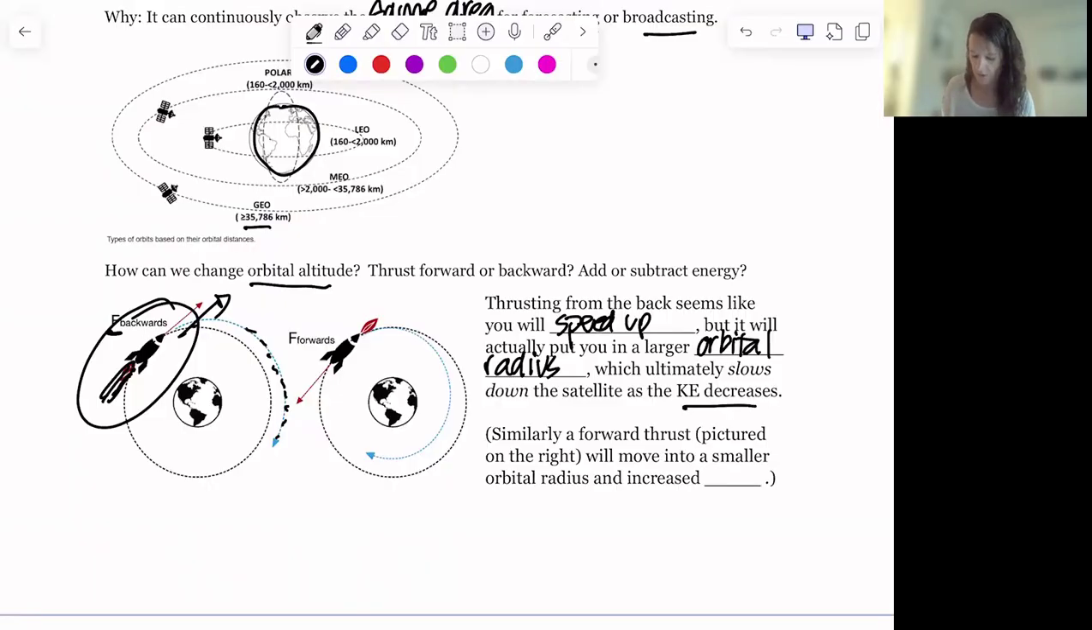Whereas if you are thrusting out of the front of your rocket and essentially slowing it down, as you might consider that, that will put you into a smaller orbit here. Smaller orbit. And that will increase your kinetic energy. So ultimately you'll be going faster if you're closer. And if you think about that, hopefully that makes sense, because you have more of a force due to gravity from Earth. And so that will enable you to have more kinetic energy there.